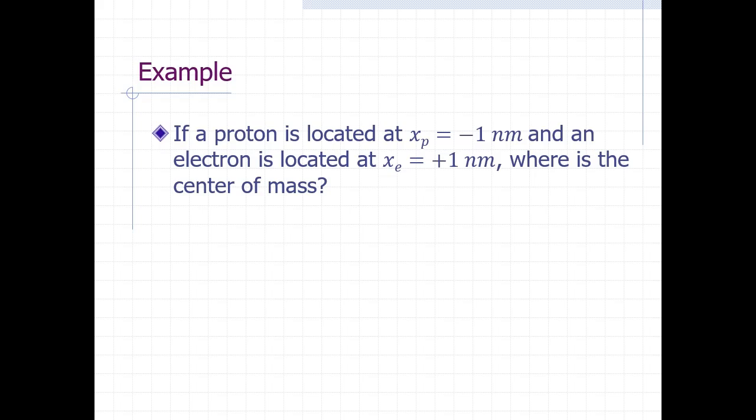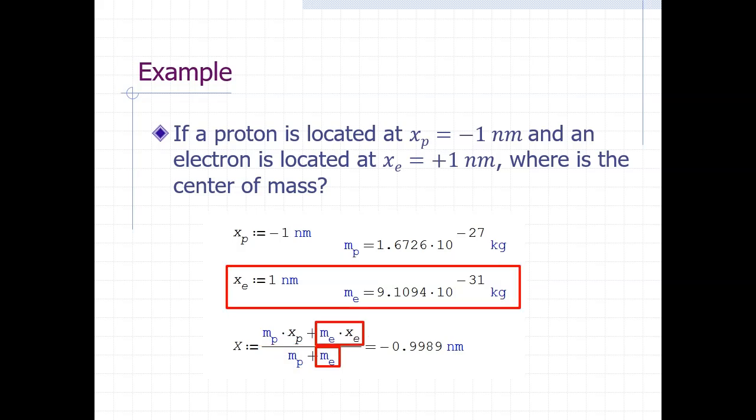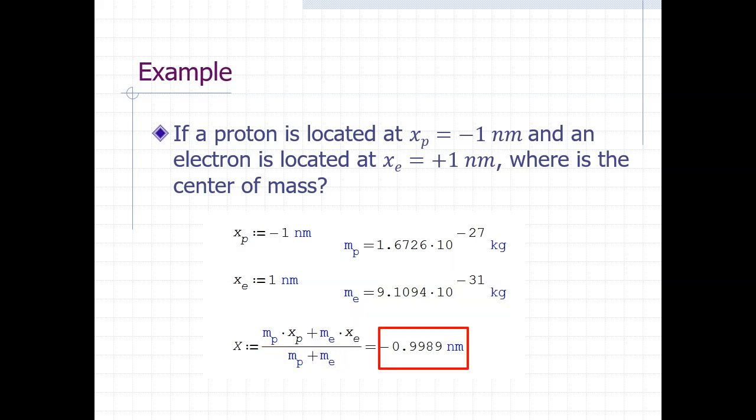The center of mass is the weighted average location of the two particles. Here's the formula for the x-coordinate of the center of mass. We multiply the location of each particle by its mass, add up the results, then divide by the total mass. If we plug in the location and mass of the proton and the location and mass of the electron, we get -0.9989 nanometers. This is essentially -1 nanometer, which is where the proton is located. We should expect this given that a proton is almost 2,000 times more massive than the electron. When one particle is so much more massive than another, the center of mass is essentially located at the heavier particle's location.